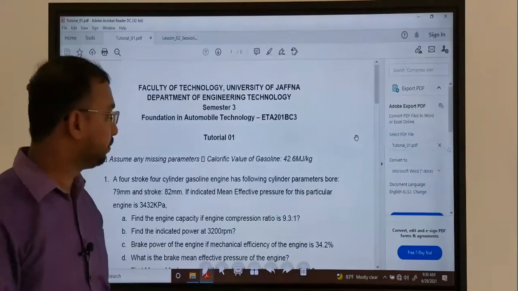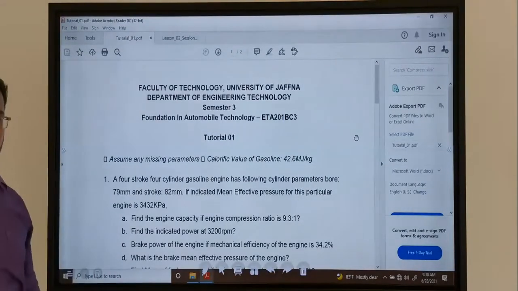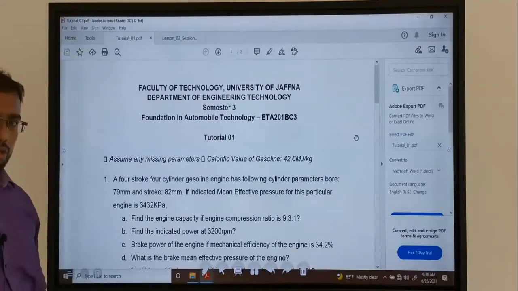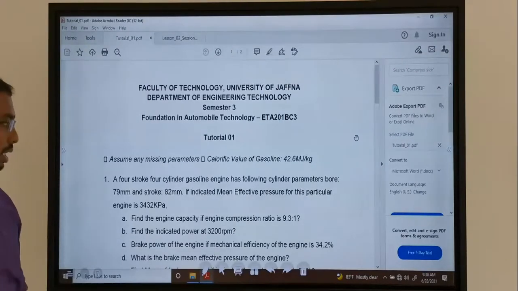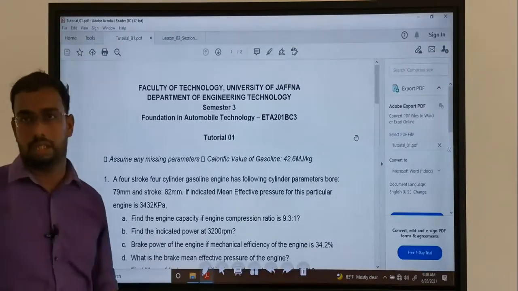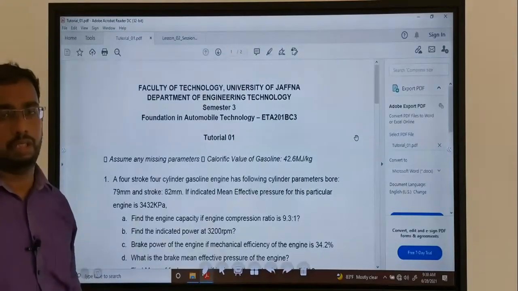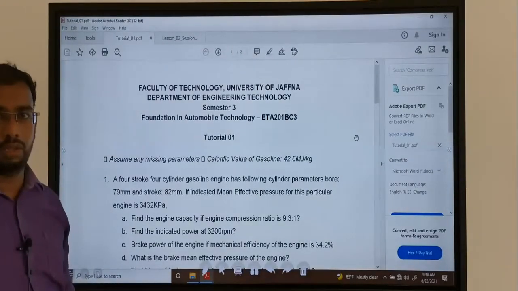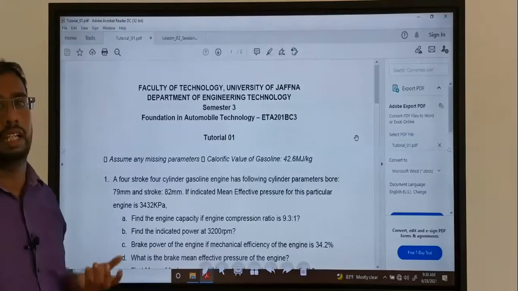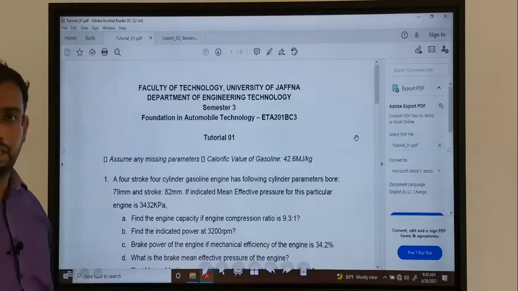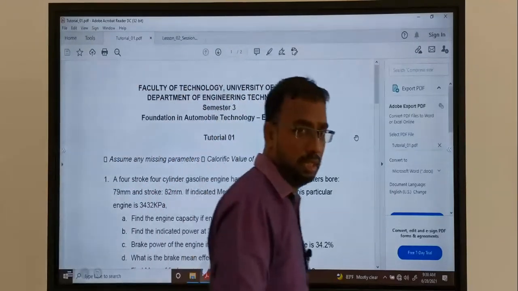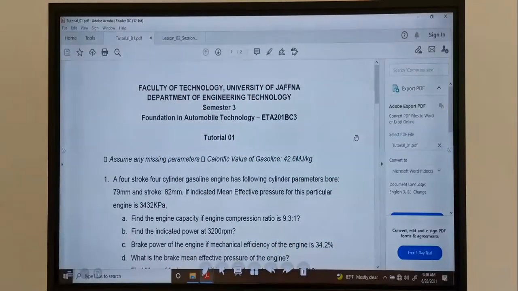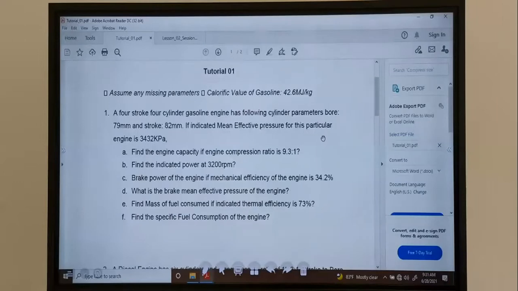Okay, dear students, this is your tutorial for foundation in automobile technology. Here we are going to do some mathematical equations related to engine and components. So there are some questions that I am going to do now.